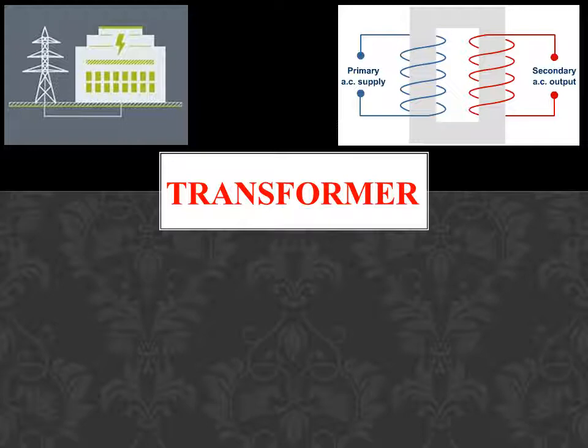So what is a transformer? Transformer is a device by which the magnitude of an alternating EMF can be increased or decreased. And a transformer does not affect the frequency of the alternating voltage, which remains 50 Hz. A transformer works on the principle of electromagnetic induction.